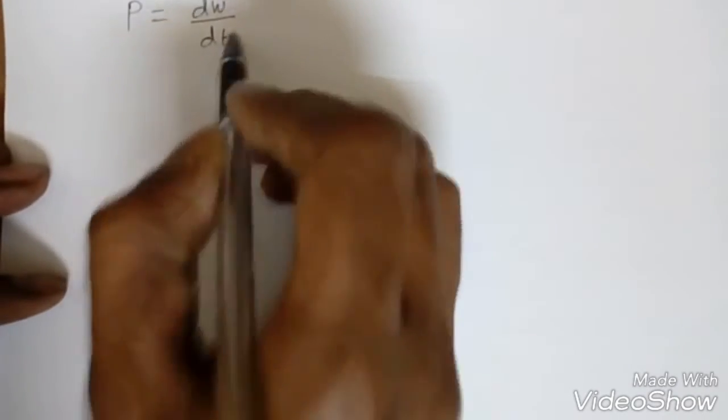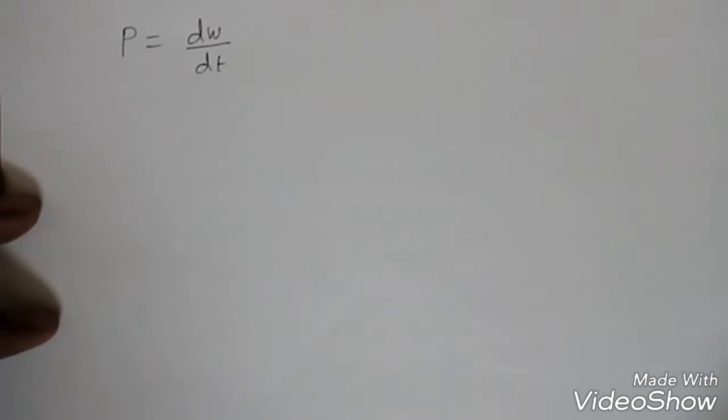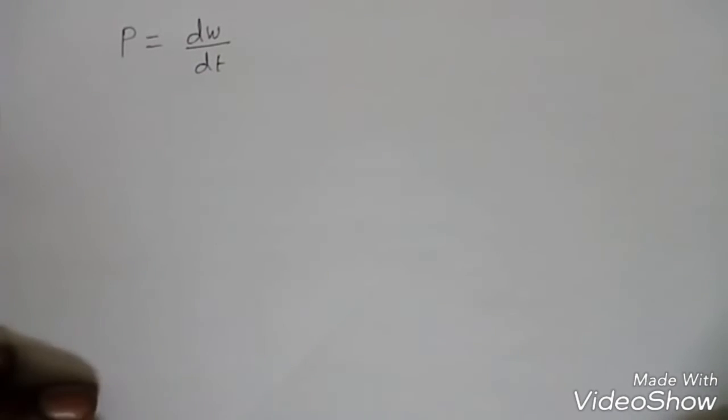Next we will see the power and energy in the resistance. Now we know that power P is equal to work done per unit time, right? So P is equal to dW by dt. Now how can we write it another way?